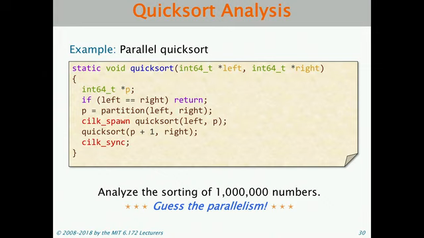All right, so let's say we wanted to sort 1 million numbers with this quicksort algorithm. And let's also assume that the partition function here is written sequentially. So you have to go through all the elements one by one. Can anyone guess what the parallelism is in this computation?